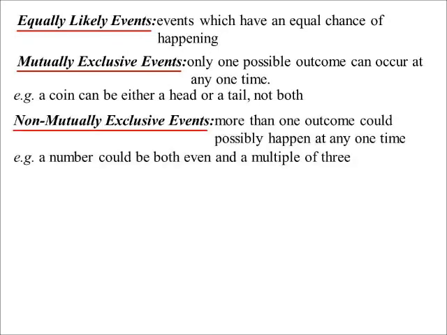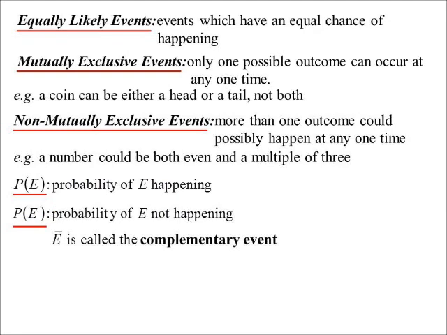Therefore, non-mutually exclusive events are ones where 2 events could happen at the same time. You could say, I'm going to pick a number, but it could be even, and it could also be a multiple of 3. So they're non-mutually exclusive. 2 possibilities could happen at the same time. The notation we use is simply a P for probability, and then in parentheses, whatever the event is that we're investigating. So the probability of a head would be P(head), or something like that.